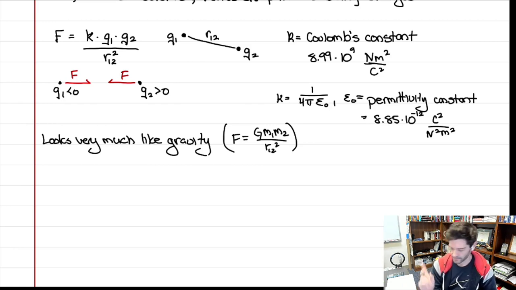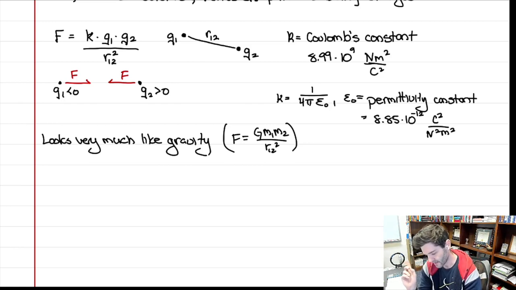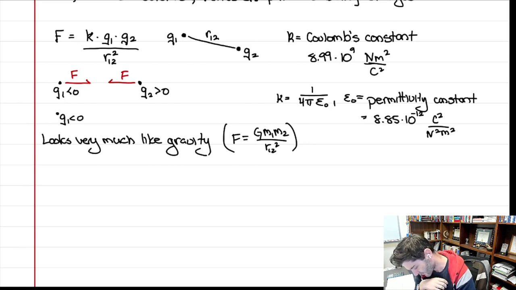So given that the force can either be attractive, like I've drawn above, where if they have opposite signs they are attracted to one another, or if they both have the same sign, say they're both negative, we would expect that then the force is repulsive, equal and opposite in direction.